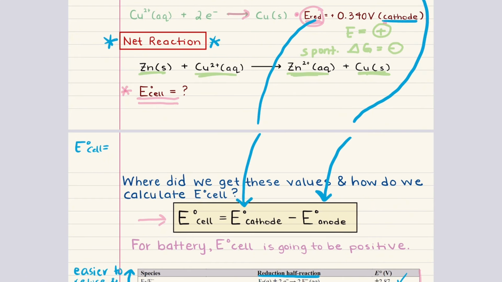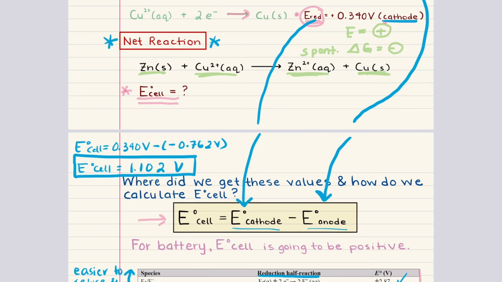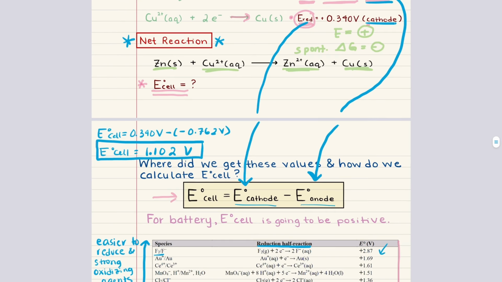To compute the standard cell potential, we take E naught cathode minus E naught anode. So here we have 0.340 volts minus negative 0.762 volts. Calculating this gives us 1.102 volts. This positive value confirms that the overall reaction is spontaneous under standard conditions, which is exactly what we expect for a working galvanic cell.